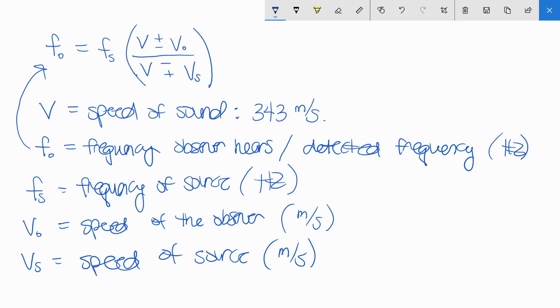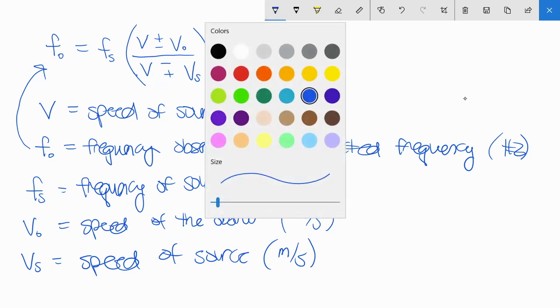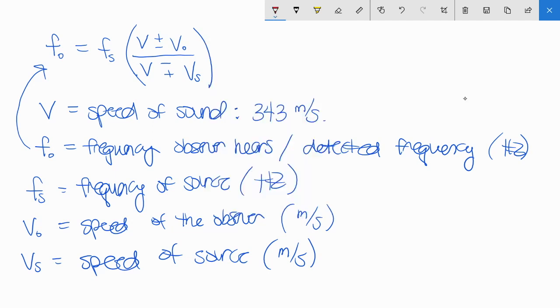Okay, if things are getting closer together, if the observer and the source are getting closer together, they are going to hear a higher frequency. Okay, they are going to hear a higher frequency. So let me do this in a different color pen. If it's going to hear a higher frequency, it's going to be higher than the source. So that frequency, if they're getting closer together, the observer is going to hear a higher frequency.